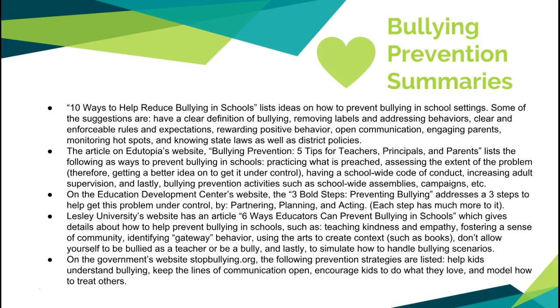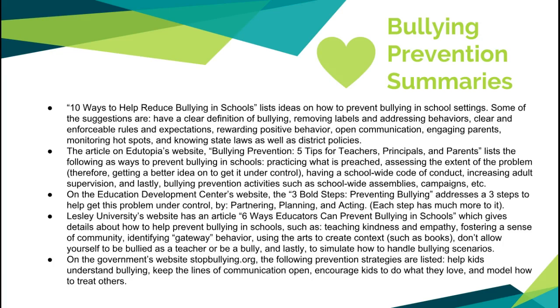The articles that I found on prevention strategies: 10 ways to help reduce bullying in schools. A few ideas that they had were to have a clear definition of bullying school-wide, removing labels and addressing behaviors. So instead of calling someone a bully or a bystander, instead of labeling those people, you need to just address the behavior that is taking place. Setting clear and enforceable rules and expectations that everyone knows of, positive behavior rewarding, open communication, making sure to involve parents, keeping hot spots on the radar, things like that.